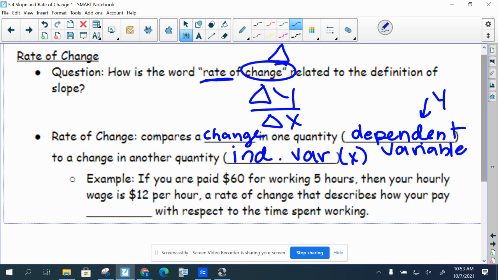So here's an example. If you are paid $60 for working 5 hours, then your hourly wage is $12 per hour. So $12 per hour is a rate of change, it describes how your pay increases, right? It's positive with respect to time spent working.